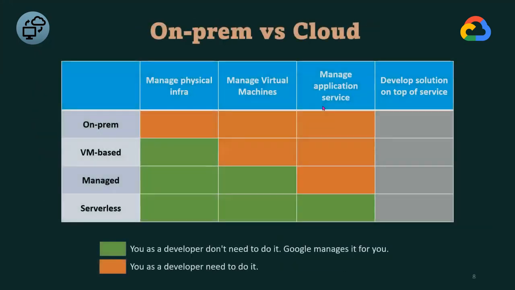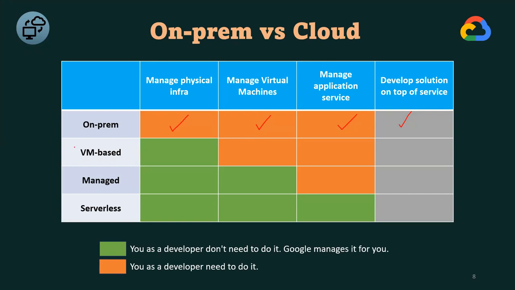In an on-premises working model, you as a person have to take care of all the things. If you want to develop a solution on top of an infrastructure, you have to manage your own physical infrastructure. That means you have to purchase your physical hardware, manage your virtual machines, manage your application. Everything you have to manage.